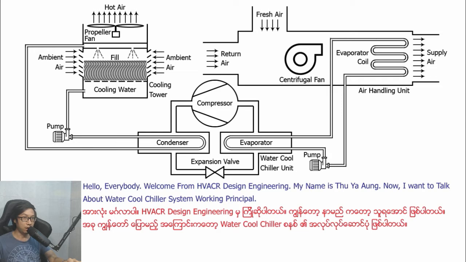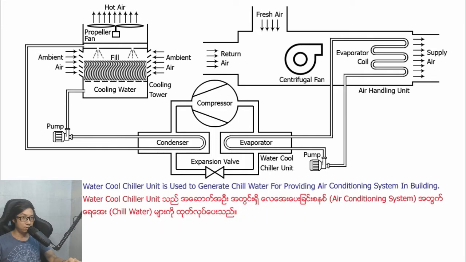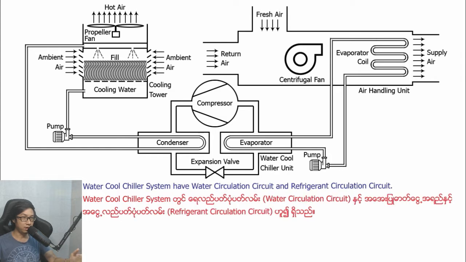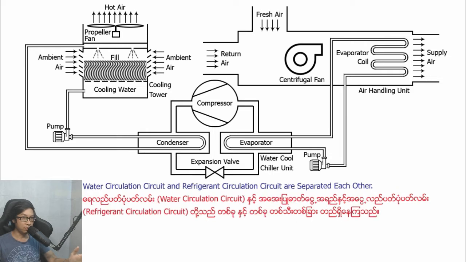Now I want to talk about the water-cooled chiller system working principle. A water-cooled chiller unit is used to generate chilled water for providing the air conditioning system in a building. A water-cooled chiller system has a water circulation circuit and a refrigerant circulation circuit. The water circulation circuit and refrigerant circulation circuit are separated from each other.